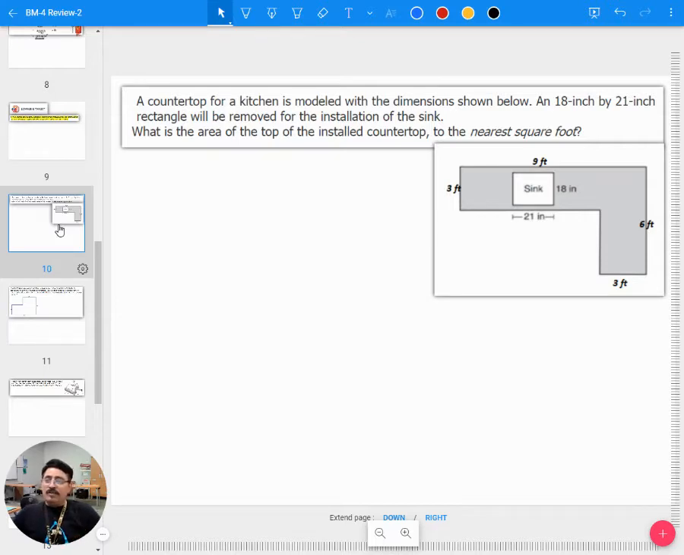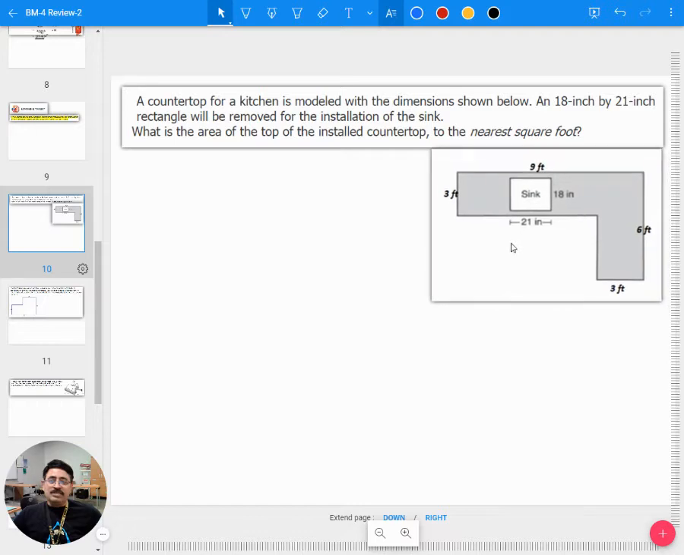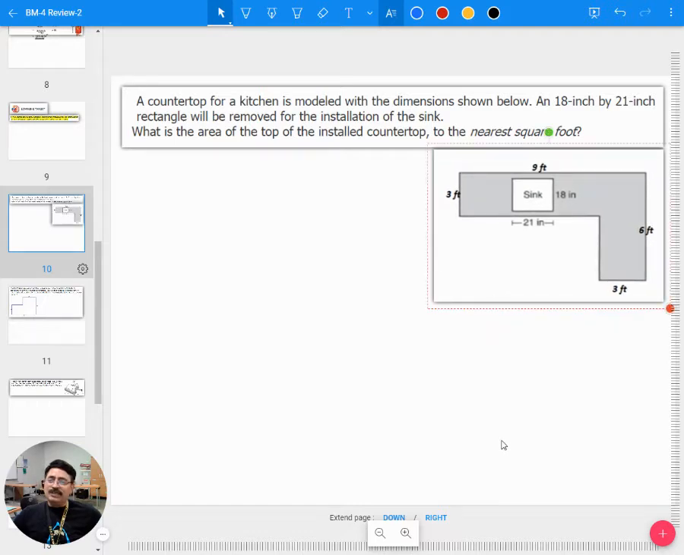A countertop for a kitchen is modeled with the dimensions shown below. It's in the shape of something like L. Even at my home, the kitchen top is designed in L shape so that there is more space for cooking and cutting the vegetables and so on. And I see that there is a sink in between somewhere in the middle. Okay, this is the sink.